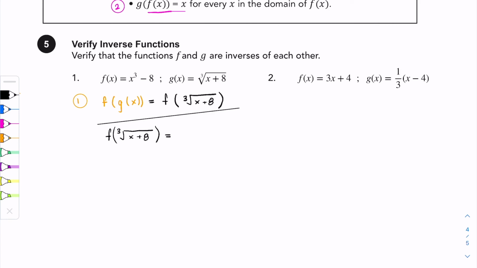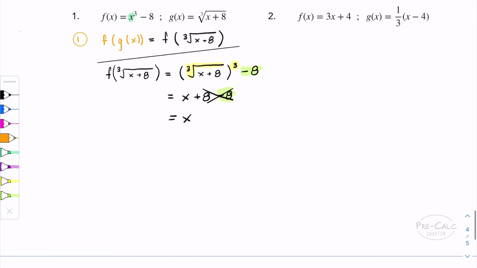When we evaluate the function f at the cube root of x plus 8, we're substituting that in for our value of x, giving us the cube root of x plus 8, raised to the power of 3, minus 8. For this expression, if you have a cube root and you cube it, when you simplify it, you're going to be left with just the expression x plus 8, and then minus 8 for our last term here. X plus 8 minus 8 is the same thing as x, and that's exactly what we're looking for in the first part.